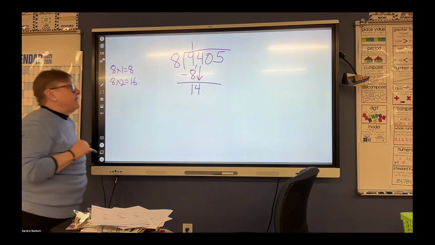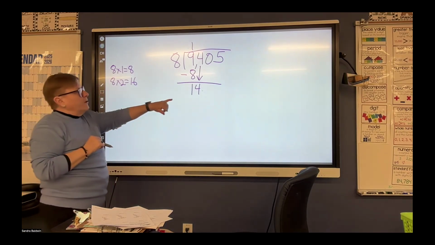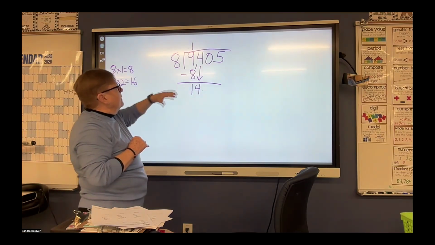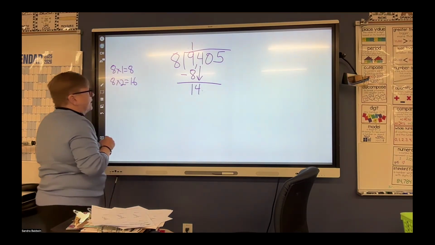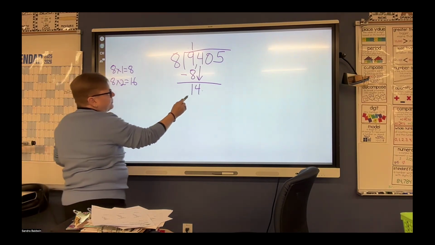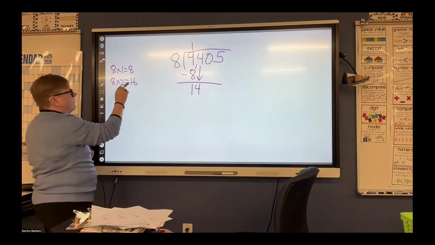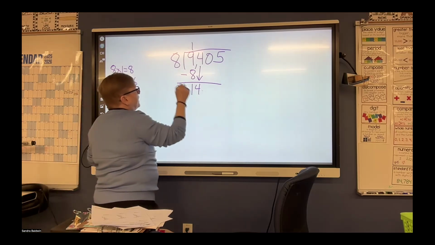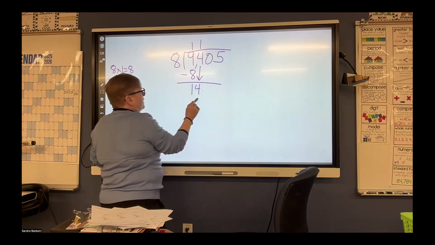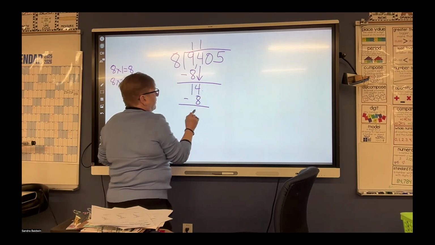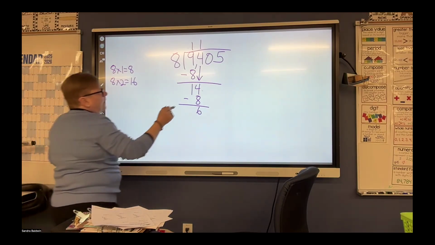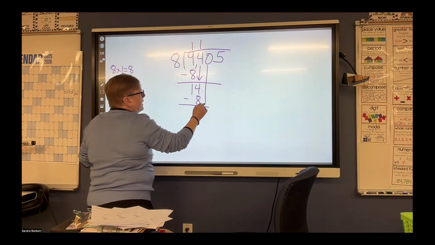Now I have 14. My next question is, what is 14 divided by 8? Can I do that? Yes, I can. It's still 1 because 8 times 2 is 16, and that's too much. I can't go over. So I know that I can make one group of 8 within 14. 1 times 8 equals 8. I'm going to subtract. I will get 6. I'm then going to bring that next number down.